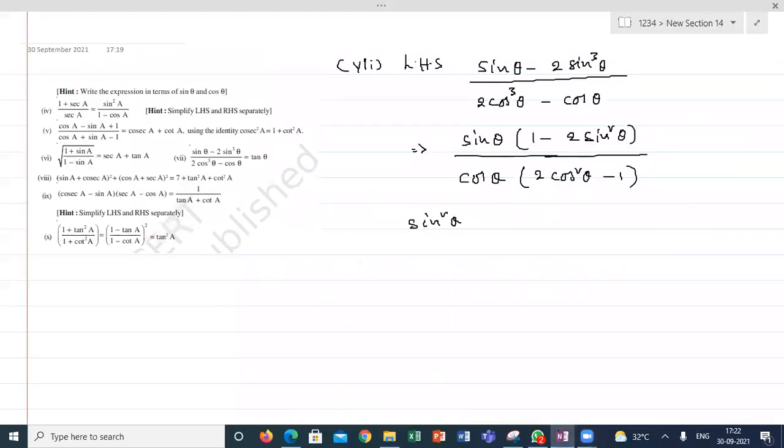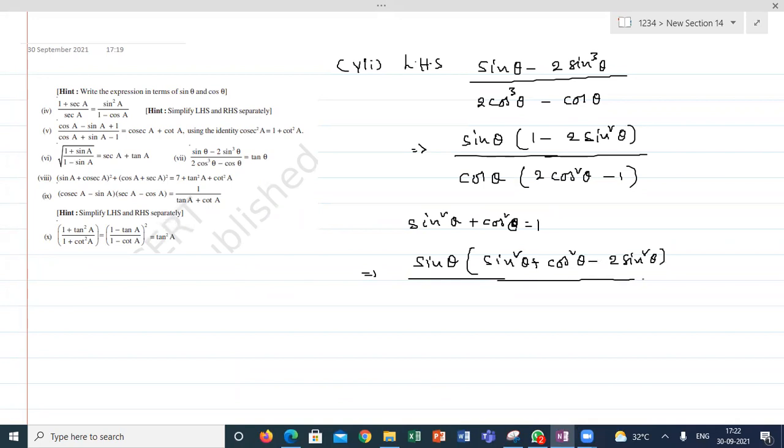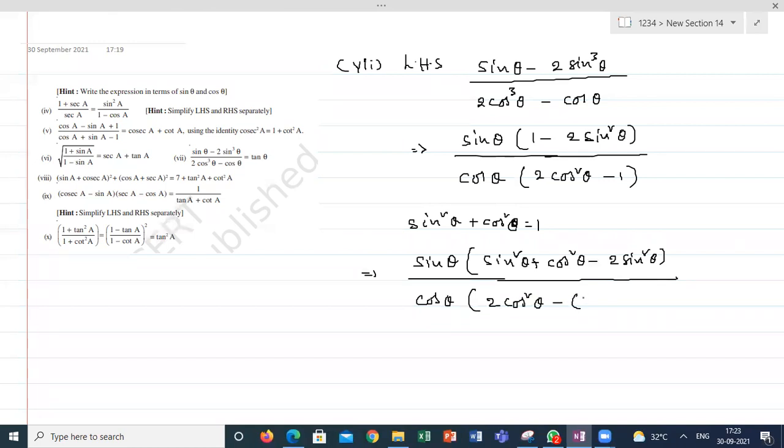So I'm using sin square theta plus cos square theta equal to 1. Wherever I have 1, I'm substituting this expression. So in the numerator, 1 is there: sin theta into (sin square theta plus cos square theta minus 2 sin square theta), divided by cos theta into (2 cos square theta minus (sin square theta plus cos square theta)). This is the denominator.